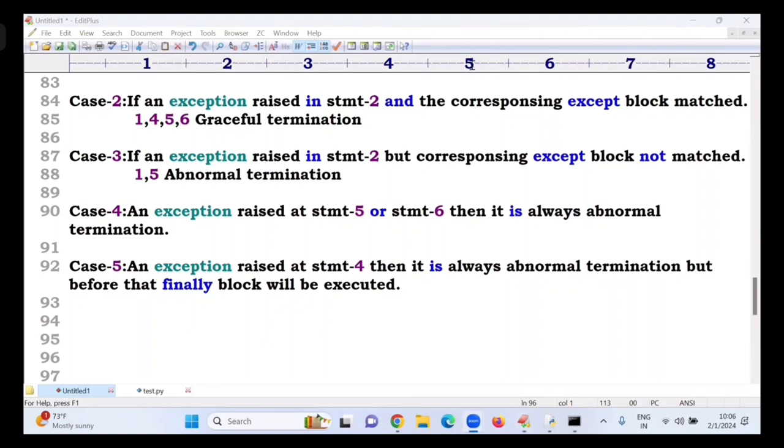Case 3: if any block is executed after that, is the whole program terminated? Yes, the program will be terminated because you have not handled the exception. Whenever a runtime error is there, the program is terminated. After the finally block, however many statements are there, all should be terminated. The remaining program is not executed.